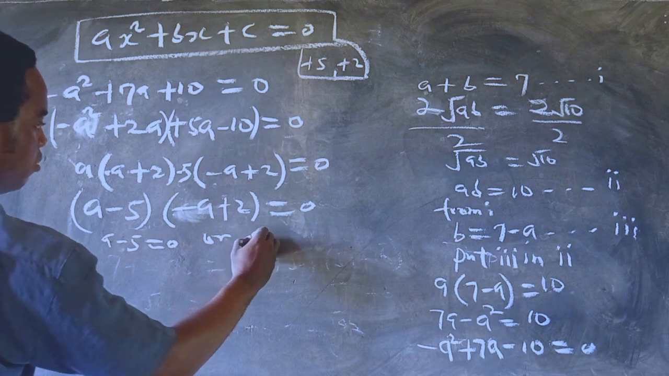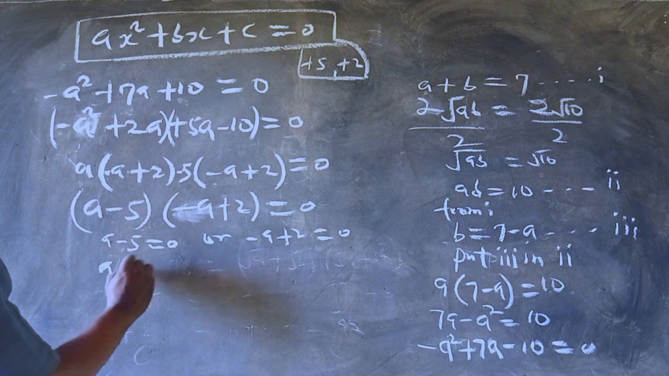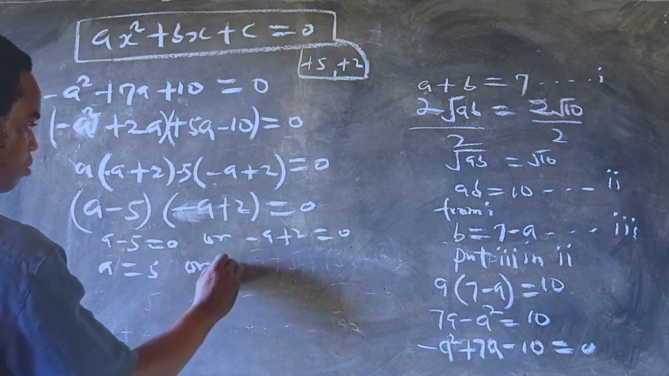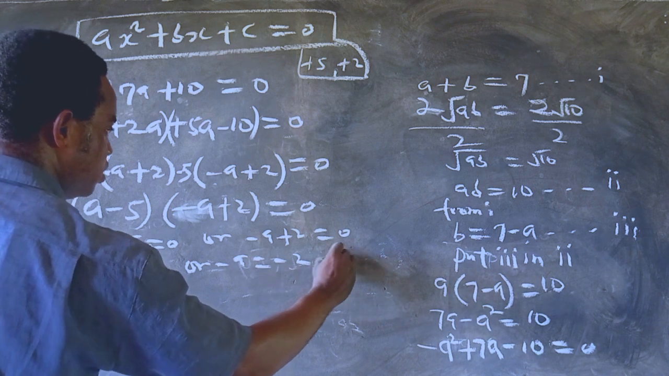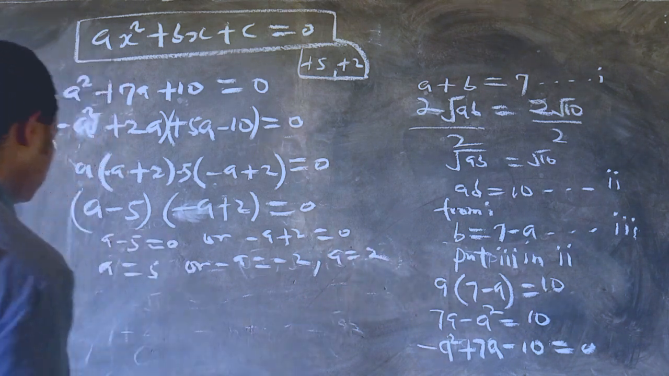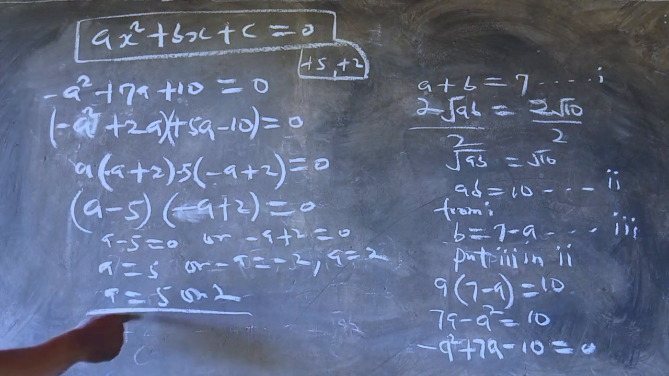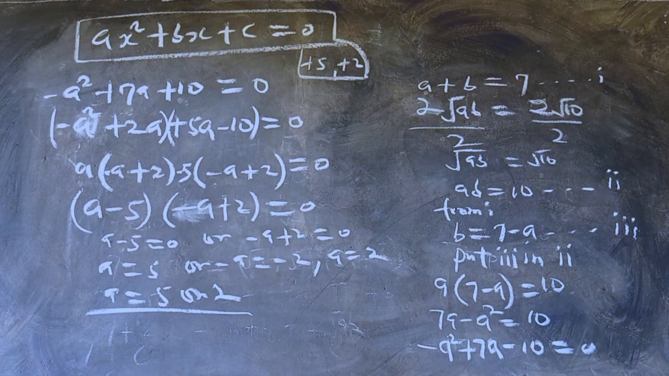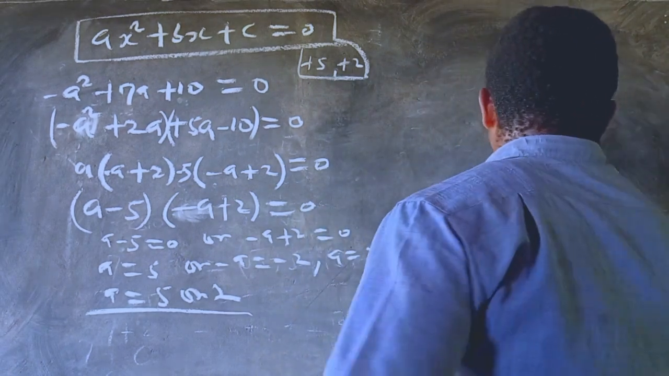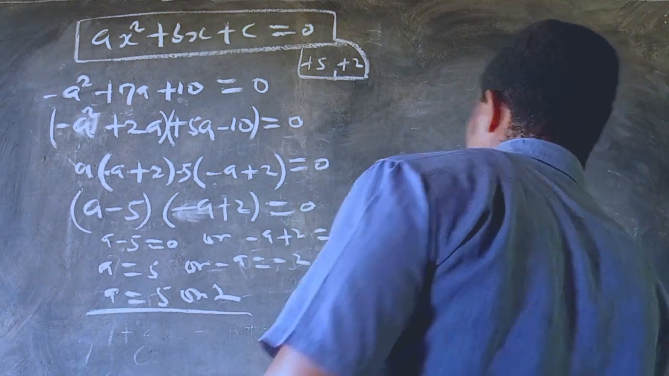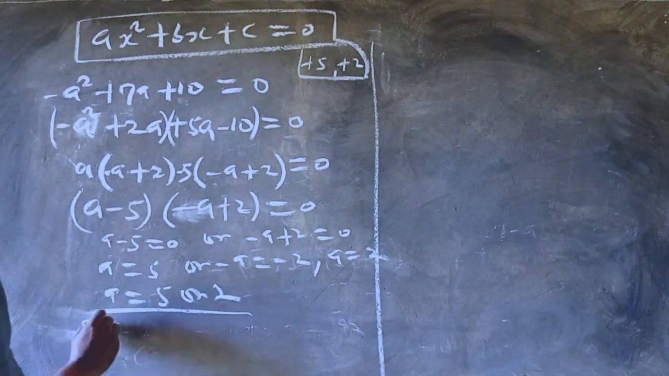So therefore, a minus 5 equals 0, or minus a plus 2 equals 0. So a equals 5, or minus a equals minus 2, and that is going to be a equals 2, right? So we can conclude that a equals 5 or 2. So we can go on and put this as the value of our a and b. But you are wondering, we have not calculated the value of b. Well, if we are to calculate the value of b, we are going to get the same answer. So let's go on and do it.